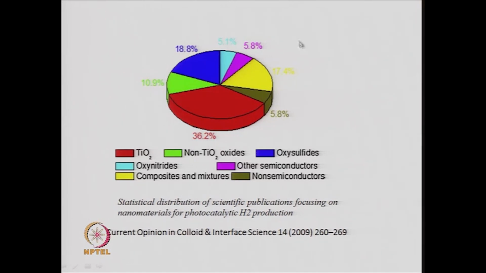So, from this pie chart, one thing is clear: one compound, titanium dioxide, has more importance, nearly more than one third of the work done among all the hundreds and thousands of compounds which have been tried as a photocatalyst for splitting of water. Titanium dioxide holds great promise in the market for two reasons: it has reasonably good efficiency, and it is easily available, economical and non-toxic.